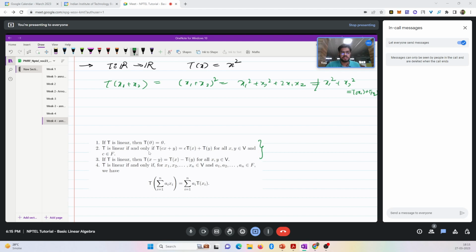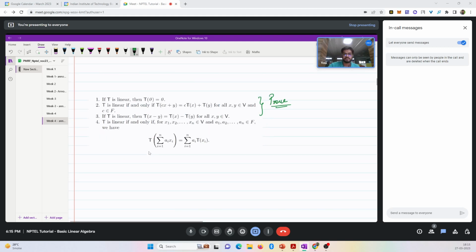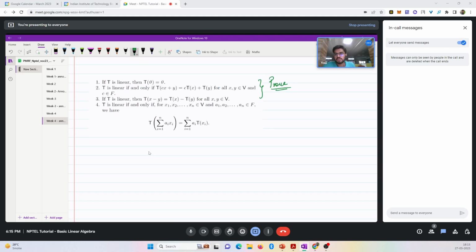Let's look at some of the properties of linear transformation. We'll try to prove them one by one. So the first property is that T of 0 is equal to 0. We'll try to prove this.